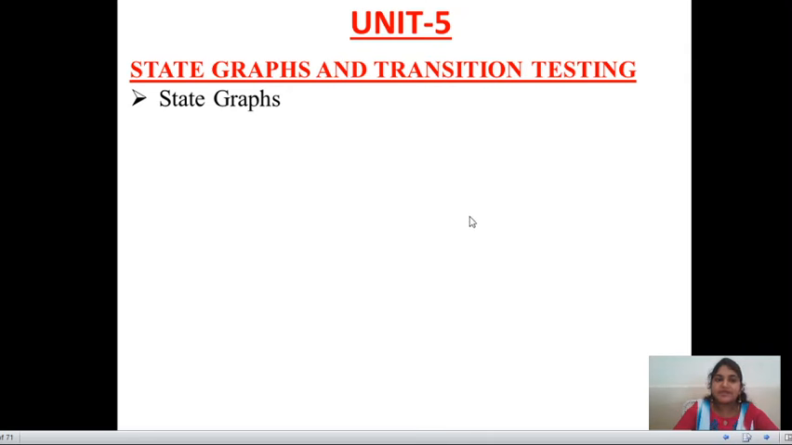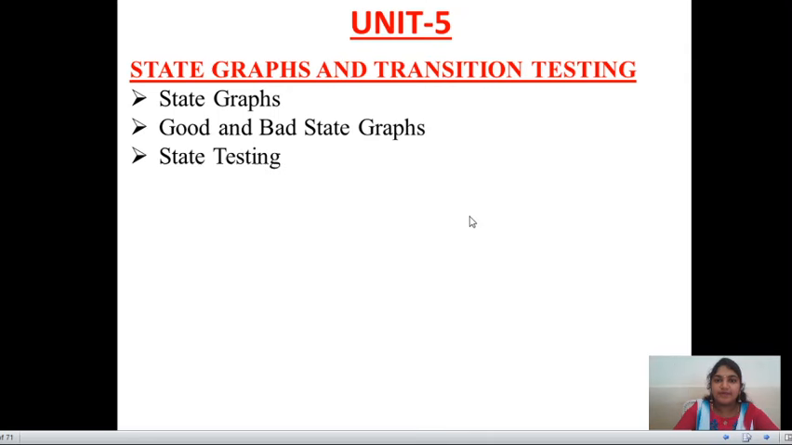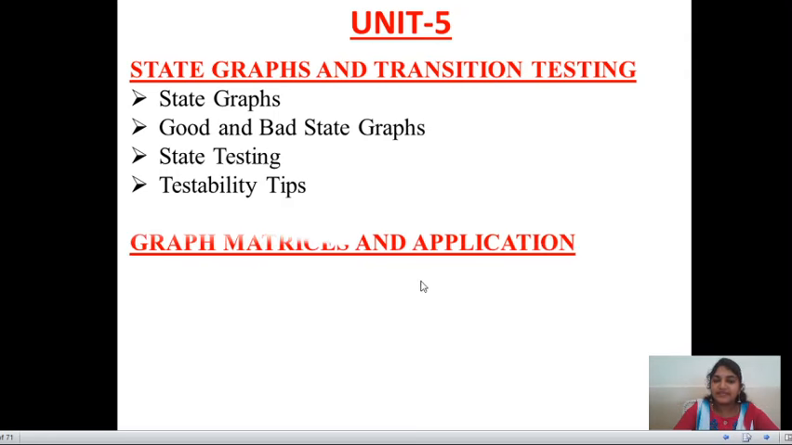The first topic in state graphs and transition testing is state graphs. The second topic is good and bad state graphs. The third topic is state testing. The fourth one is testability tips. So these are all the four topics in part 1 of Unit 5.